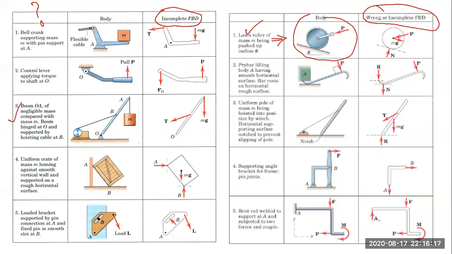Boom OA. You can see at point O there is a pin joint. The types of joints we have not yet studied, but it is called a pin joint or hinge joint. OA has a negligible mass compared to the mass M, so we can neglect the mass of the link OA. It is hinged at point O and supported at point B. So this rod or link is supported at point B.